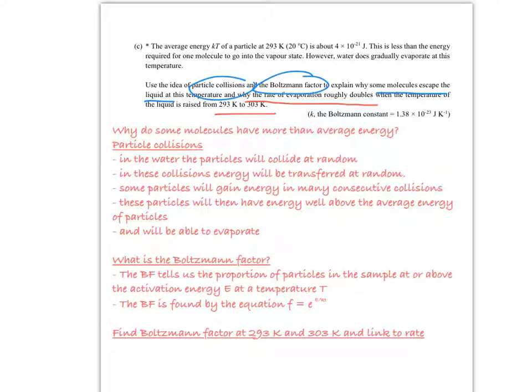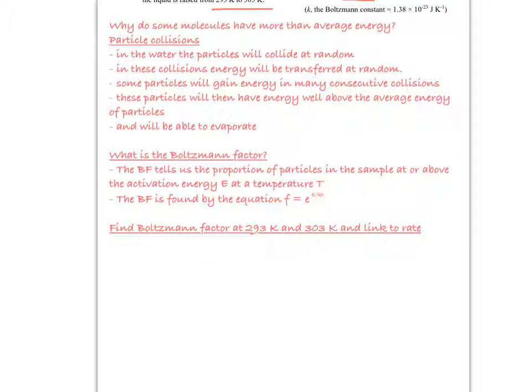So I've got there my pretty bog standard explanation, which I should be able to reel out whenever asked, as to why some particles have more than average energy, and I've linked it to the probability that some will have more than average energy, and I've talked about how it means that some particles are able to evaporate. So I've got that part of my question done. The next one is to find the Boltzmann factor at both temperatures, 293 Kelvin and 303 Kelvin, and then give the link to the rate.